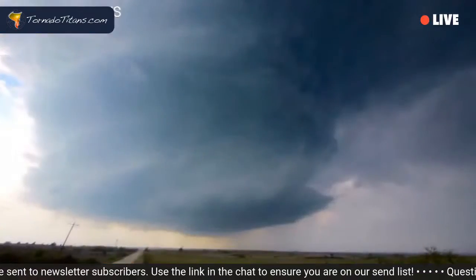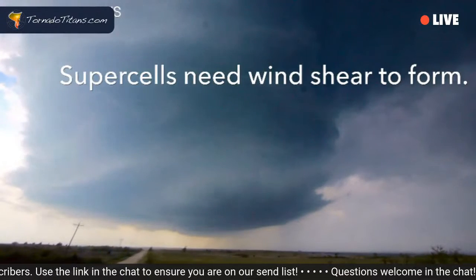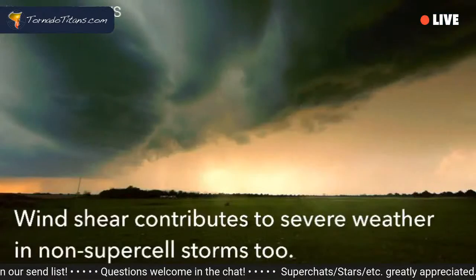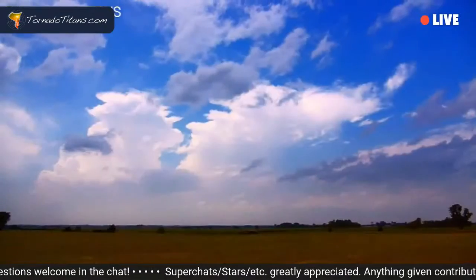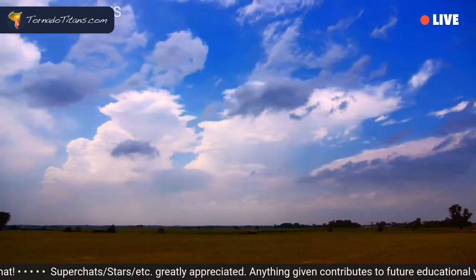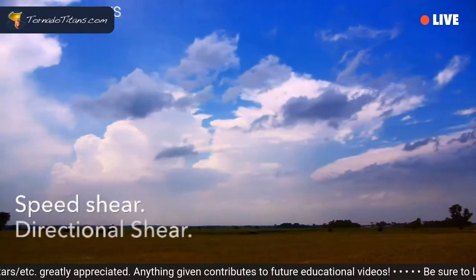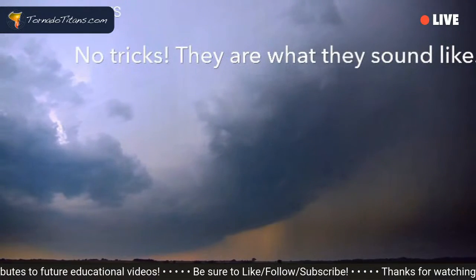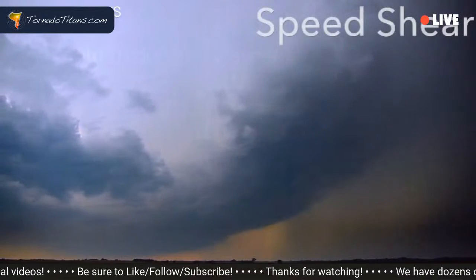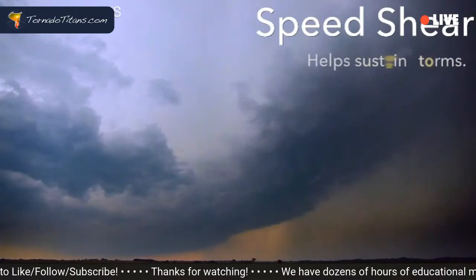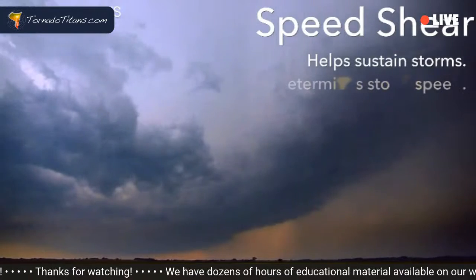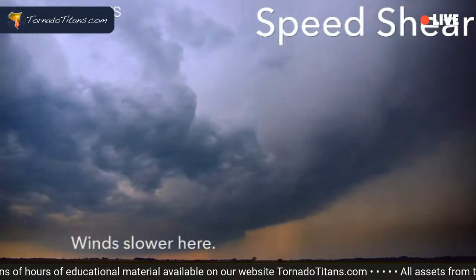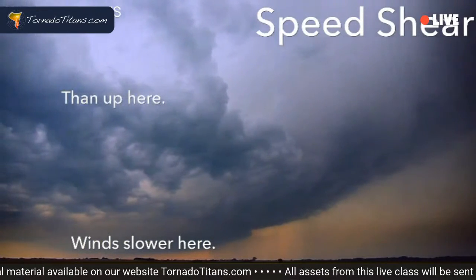Sorry. Wind shear is an essential ingredient for supercell thunderstorms to form during the spring storm season. Wind shear also contributes to severe weather and non-supercell storms as well. The two types of wind shear we're going to spend a bit of time talking about today are speed shear and directional shear. These are exactly what they sound like. Hey, sometimes this weather stuff is actually somewhat straightforward. But let's start with speed shear. Speed shear is important for storms sustaining themselves for a long time and will also determine the speed at which storms might move. What we look for with thunderstorms is winds which increase with speed with height.